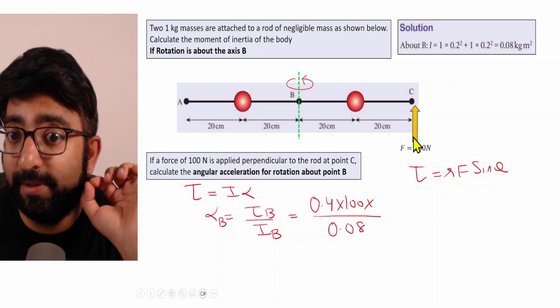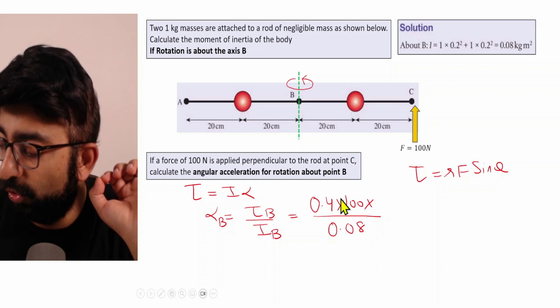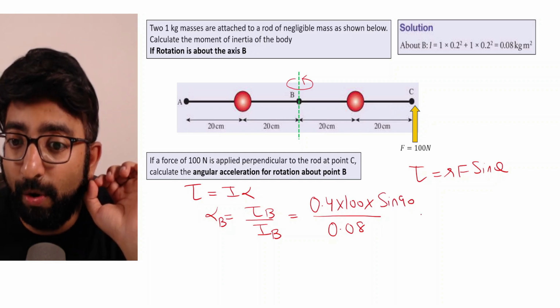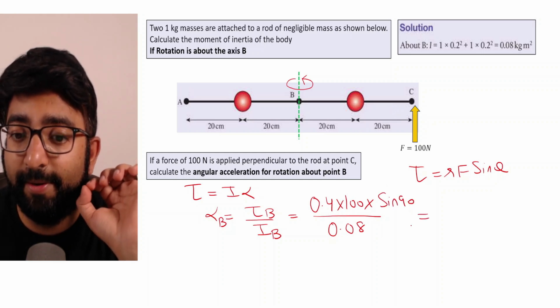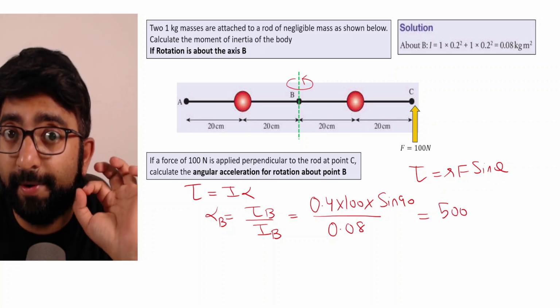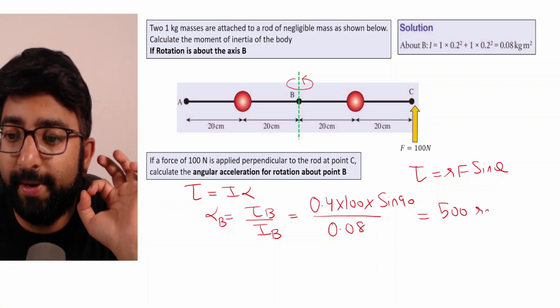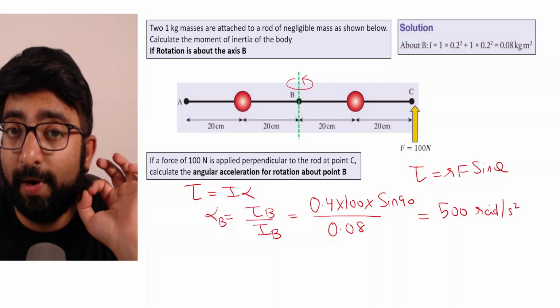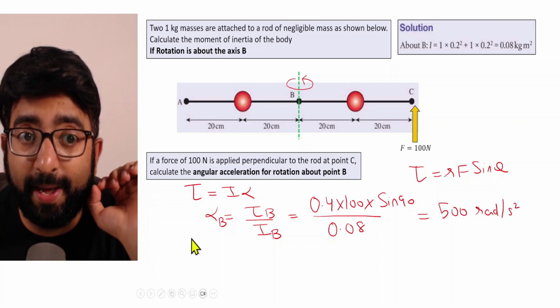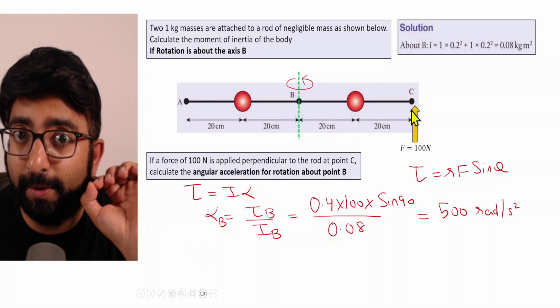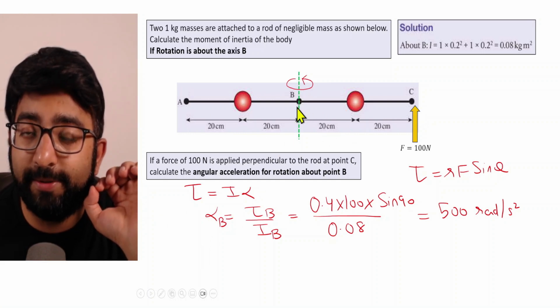This is 90 degrees since the force is perpendicular to the rod. So we will write sine 90. And now if we simplify this expression, we get 500. So 500 is the value and the unit is radians per second square. 500 radians per second square is the angular acceleration of the system if the rotation is about the axis B.